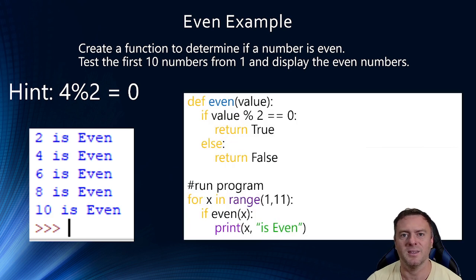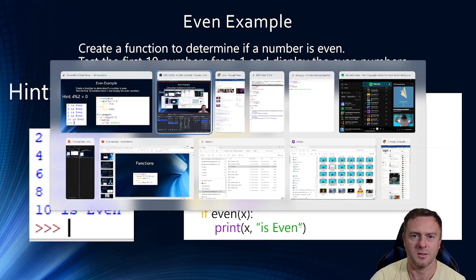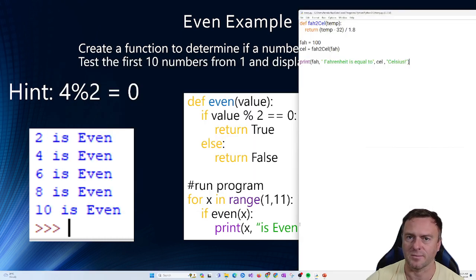So here's how I coded it. So def even with a value, and then if value mod 2 is equal to 0, return true, else return false. And then I had a for loop that went through x from range 1 to 11, and then inside that, I nested it and had if it's even, so x was even, print out x is even. So let's code that up together so that you can see it. So I'm going to use the temp one here again.